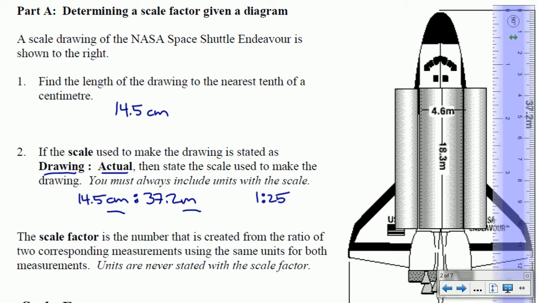Probably the quickest way we could do this is to divide 14.5 by 37.2 in your calculator, and attempt to see if you can produce a reduced fraction out of that. In this situation, this is an irreducible ratio, so we'll just leave the scale like that.